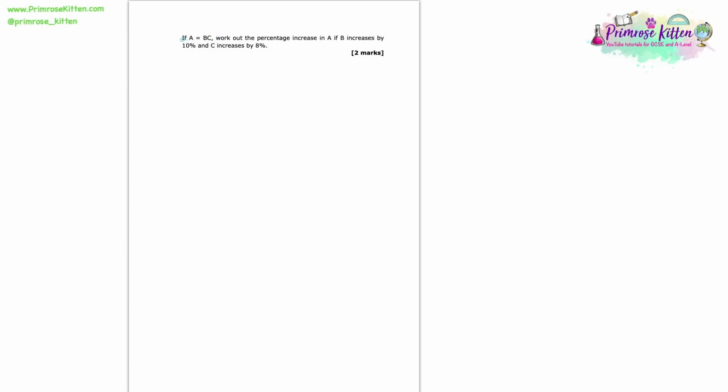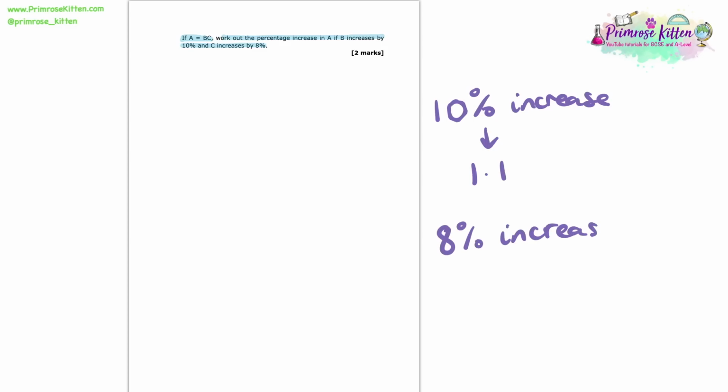If A equals BC, work out the percentage increase in A if B increases by 10% and C increases by 8%. So the way that I would like to do this is first work out if B has increased by 10%, what is the relevant multiplier? And the multiplier is found by doing 100% plus 10 and then turning that to a decimal. So the multiplier for a 10% increase is 1.1 and the multiplier for an 8% increase is 1.08. Again, just 100% plus 8 divided by 100.